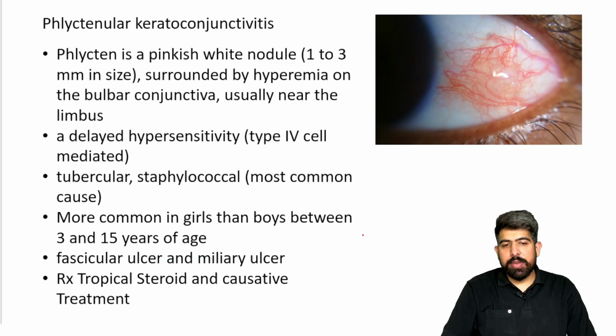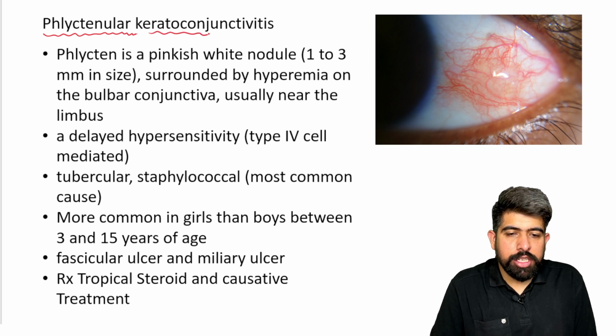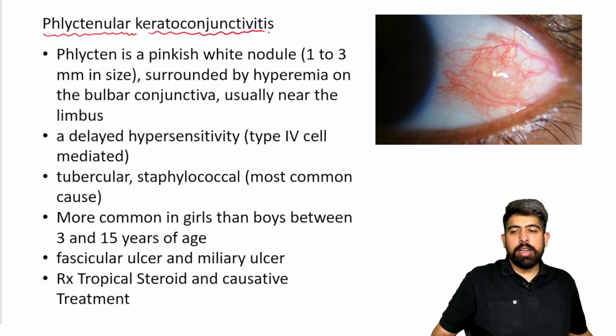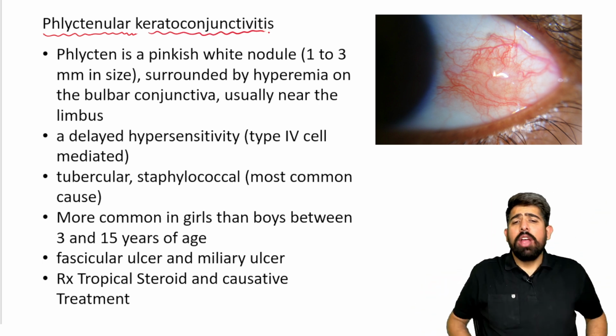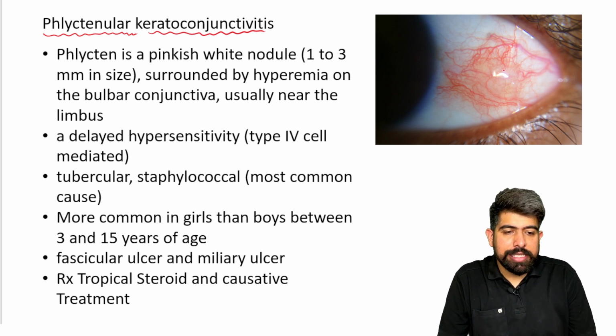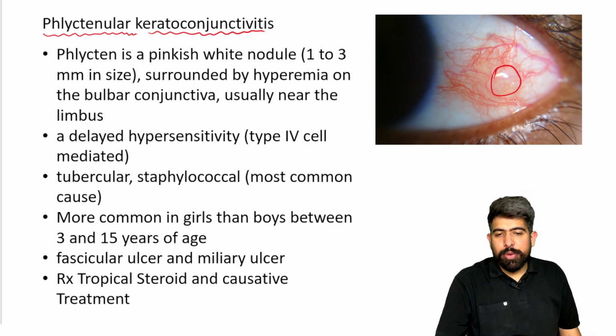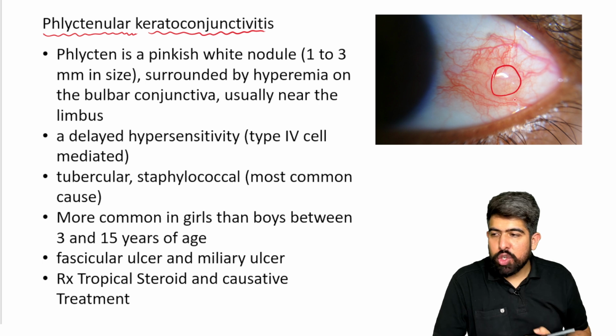After allergic conjunctivitis, we have one more conjunctivitis, known as phlyctenular keratoconjunctivitis. What is the meaning of phlyctenular keratoconjunctivitis? There is a phlycten seen. What is a phlycten? A phlycten is a kind of nodule. This nodule is known as your phlycten. This phlycten is a pinkish-white nodule. You can see it on the image as I showed you, right?